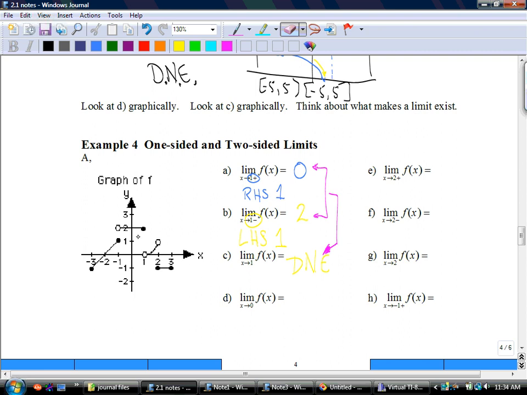Okay, D. Start the ants walking towards 0 from both directions. Where do they get close to? 2. E. So, here we are. There's 0, right? Walk towards 0, walk towards 0. Are we both walking towards the same y value? The y value is 2. Yeah, Danny.